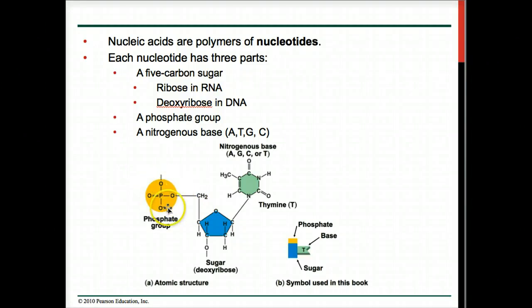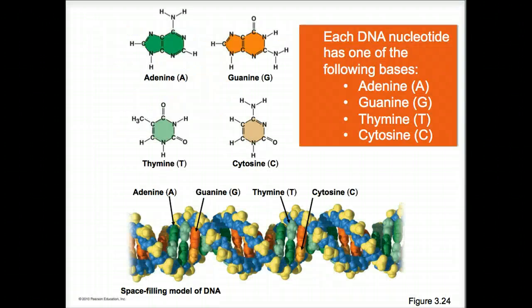Each nucleotide is also made up of a phosphate group over here, which is represented as the P, surrounded by 4 oxygens and the negative charge. And then they each have a nitrogenous base. Your nitrogenous base for DNA can be A, G, C, or T: adenine, guanine, cytosine, or thymine. Symbols used in your book may look like this, right? So it's not as molecular: a sugar, a phosphate, and a base, or nitrogenous base. More specifically, you can actually see the structures here.